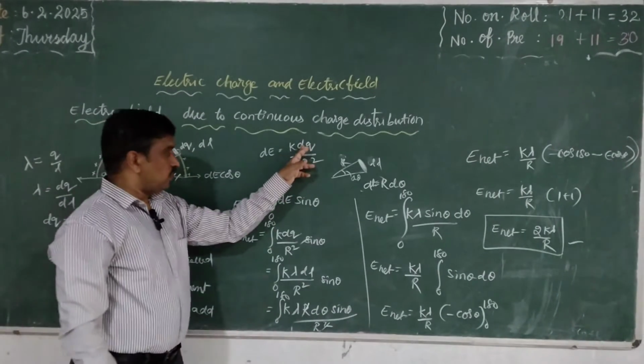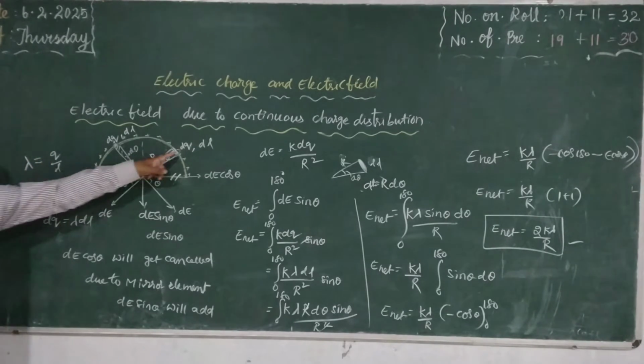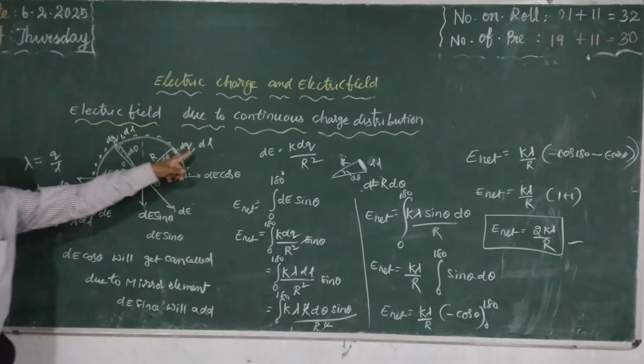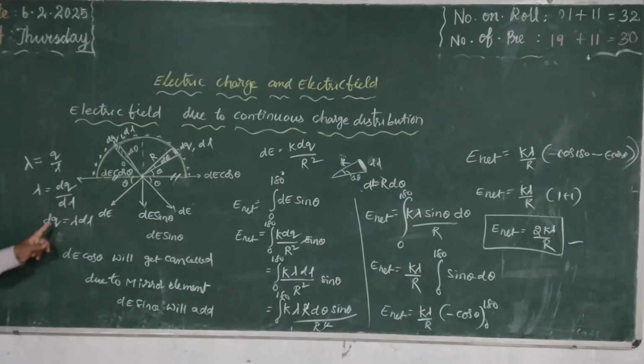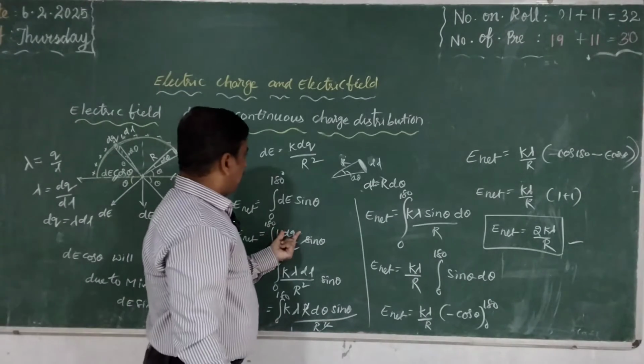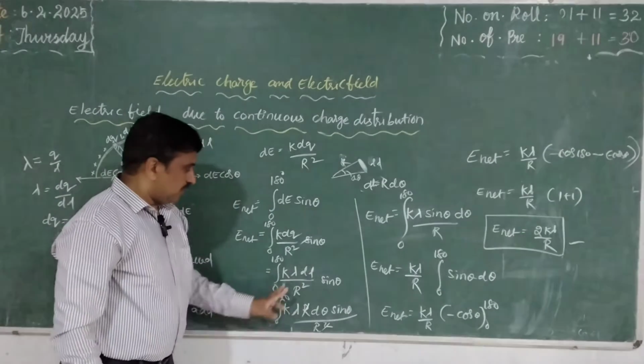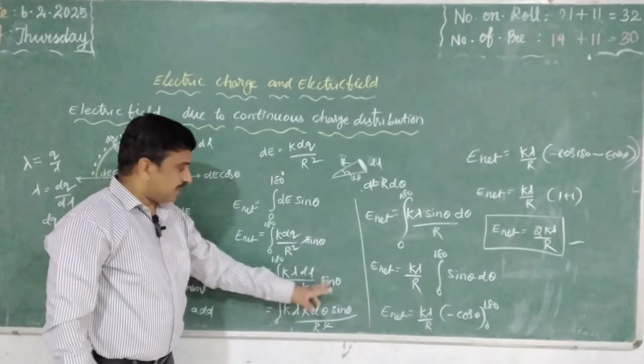See, dq we can write, before that, linear charge density. Linear charge density means charge per unit length. The charge here is dq, the length is dl, so lambda equals dq by dl. From that, dq equals lambda dl. Instead of this dq we can write lambda dl. I write here: k lambda dl by r square sin theta, like that.